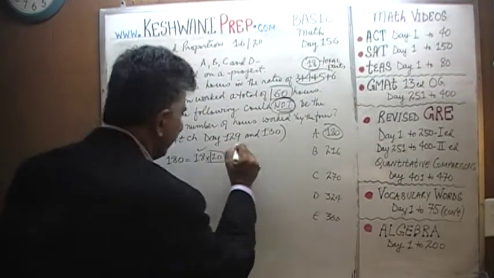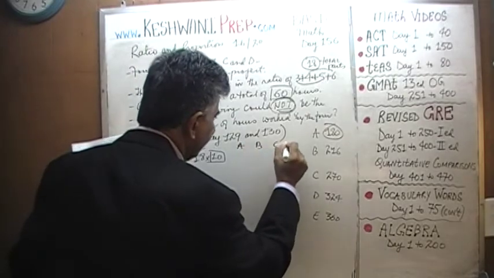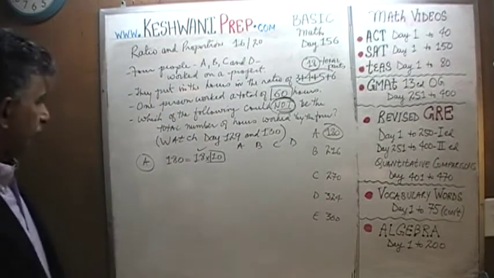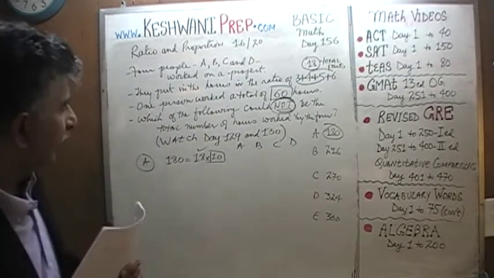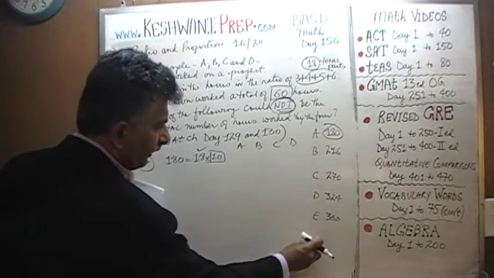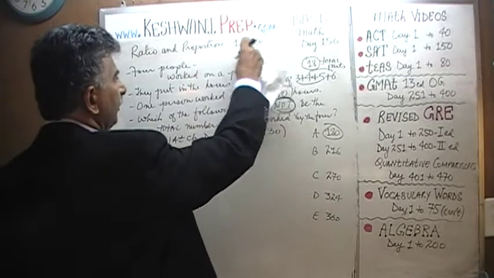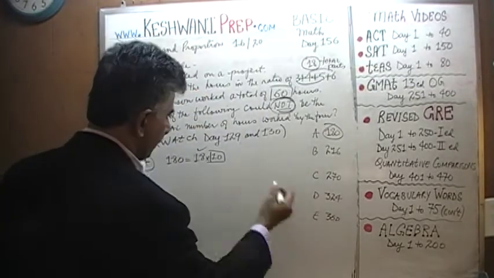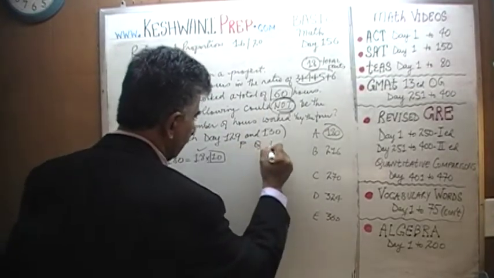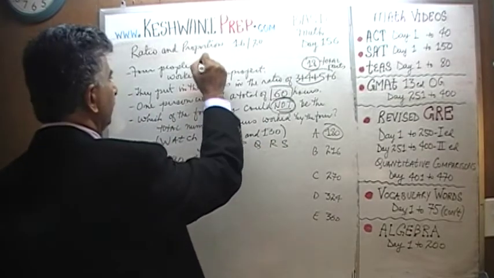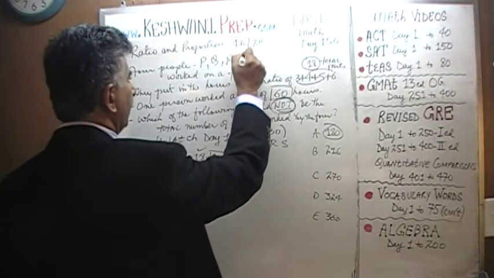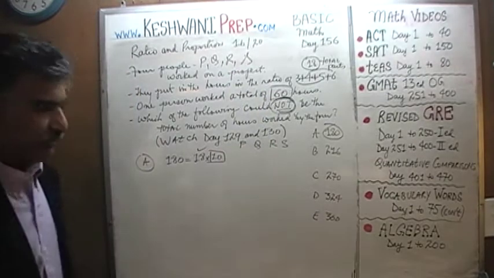And here we have A, B, C, and D. Well, this is going to get confusing because we have answer choices A, B, C, D. Let's not call these people A, B, C, D. Let's give them a different name so that we don't confuse them with the answer choices. Let's call them P, Q, R, and S. Four people.